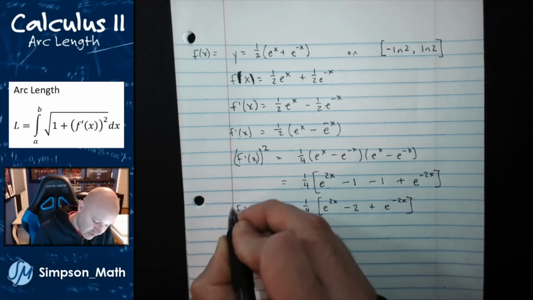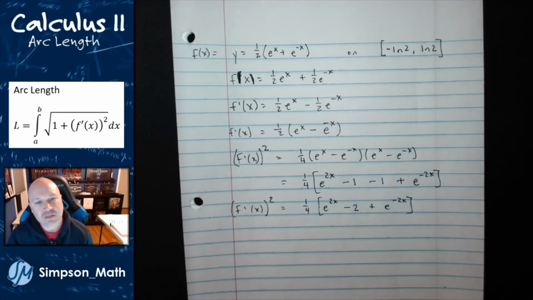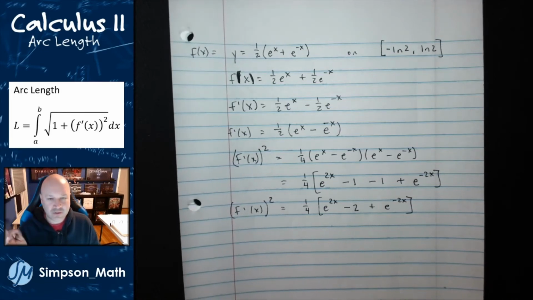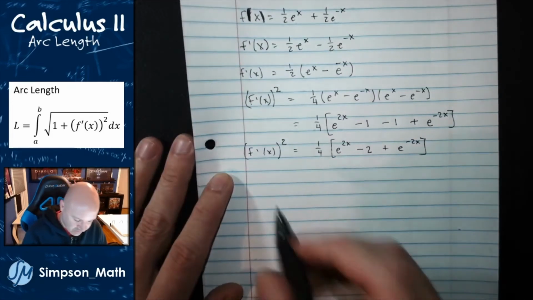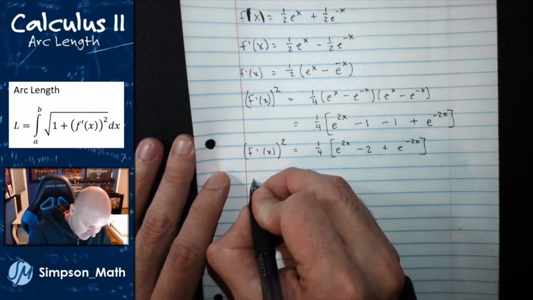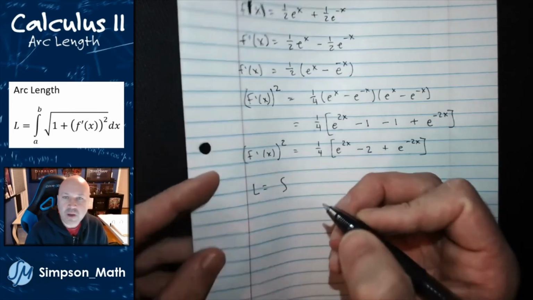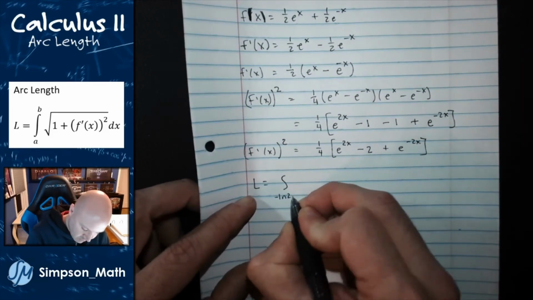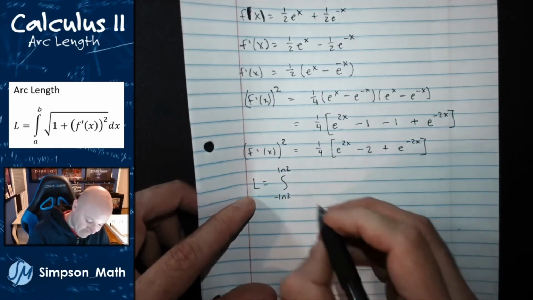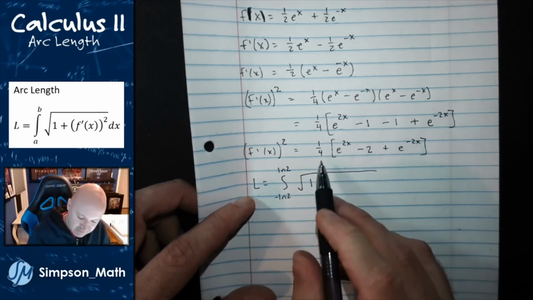This is the derivative squared. I think I'm ready to now shove that into a formula and hope it works. Okay, the 1/4 may be bothersome, but L will be equal to the integral from negative ln2 to positive ln2 of the square root of 1 plus that.